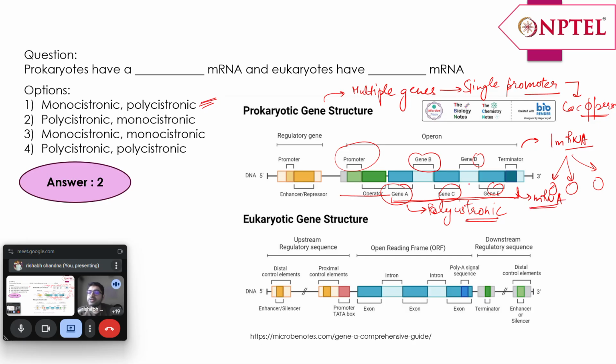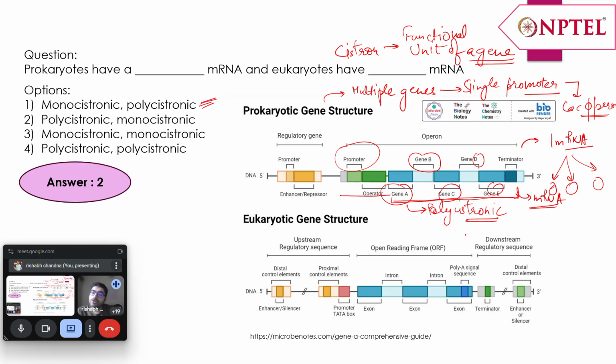So what is a cistron basically? A cistron is the functional unit of a gene that would actually produce the protein. So that is why this particular mRNA of the prokaryotes is called polycistronic, because there are multiple cistrons present.